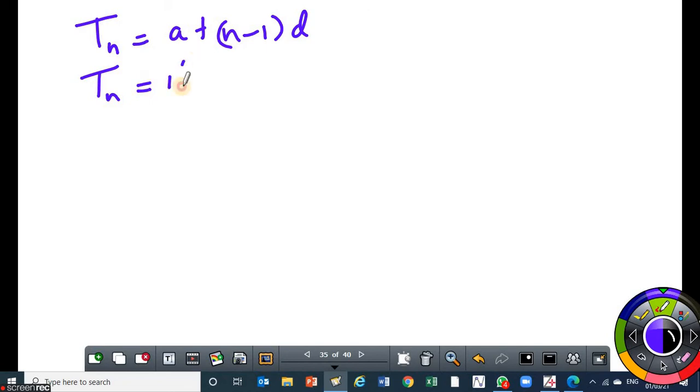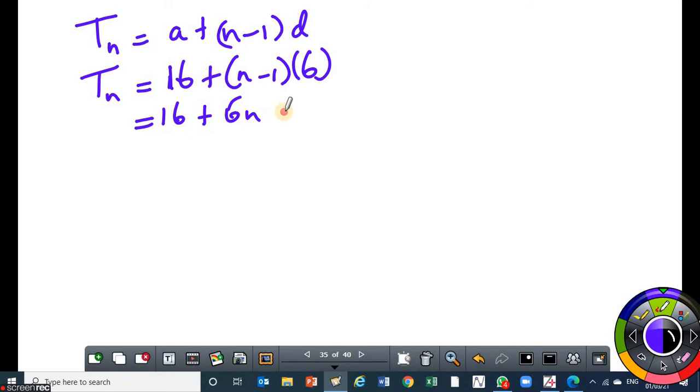So my A is 16 plus my D is equal to what? 6. So this gives me 16 plus, okay, that will be plus 6n minus 6. And then you get 6n plus 10. So this is the general term for that sequence. You can use this general term to determine the position of a term or to determine the value of a term.